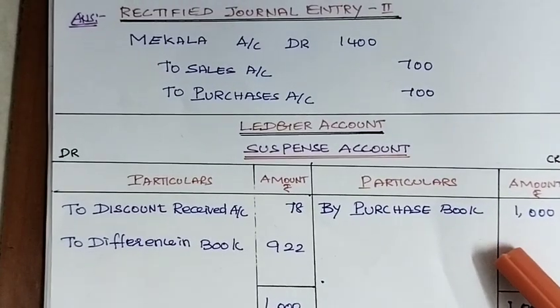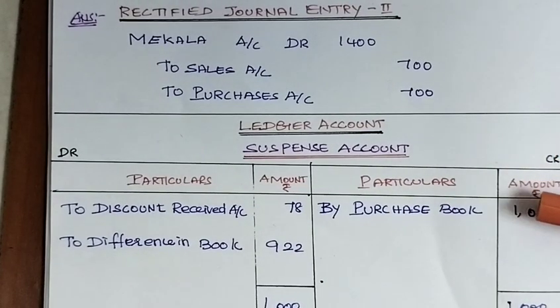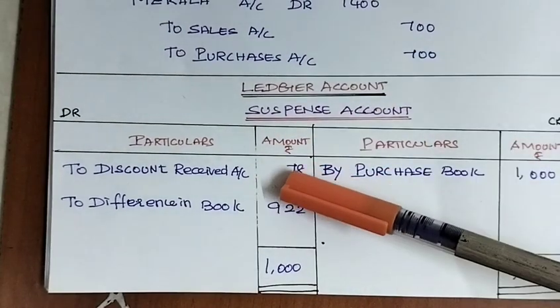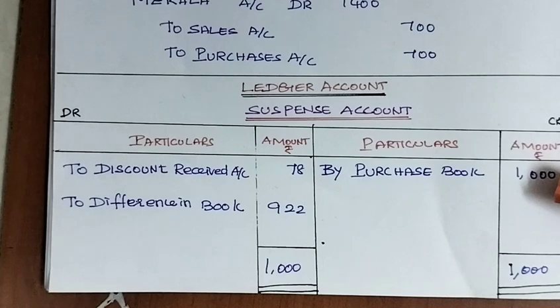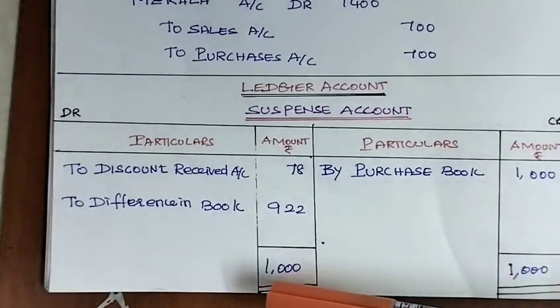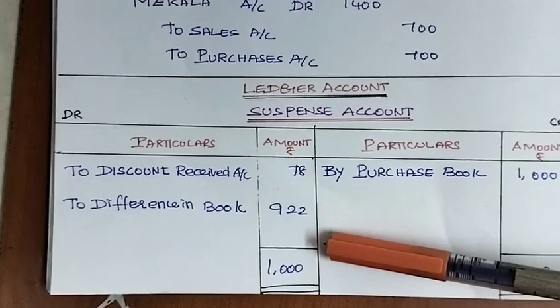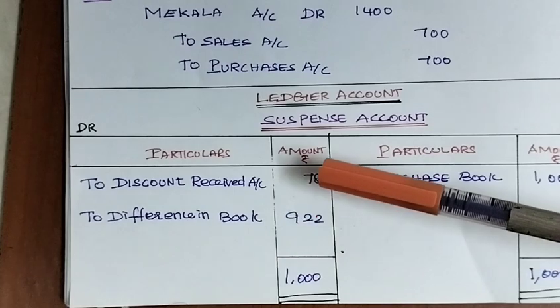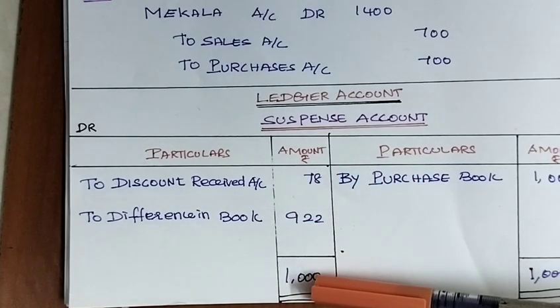Okay, now we have to find out which side has the highest value. Credit side has the highest value, 1000 rupees. On the debit side we have 78 rupees, on the credit side we have 1000 rupees. So the credit side has the highest value, 1000 rupees. We have to enter 1000 rupees as the total on both sides. Okay, now we find the difference. So we subtract 78 rupees from 1000 rupees.